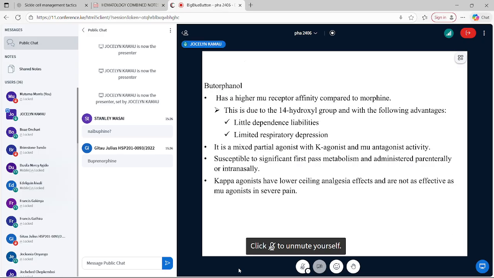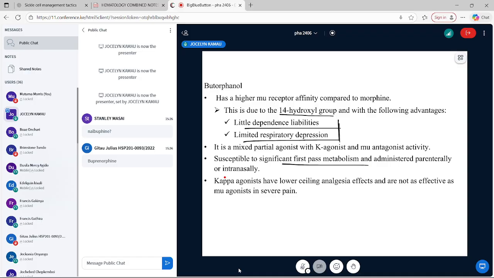Butorphanol has higher mu receptor affinity, again compared to morphine. This is due to the 14-hydroxyl group and the following advantages: neutral dependence liabilities, as we have said, and limited respiratory depression. So it has something very close to what we talked about in buprenorphine. It is a mixed partial agonist with agonist and antagonist activity. We've already mentioned that. It's susceptible to significant first-pass metabolism and is administered parenterally or intranasally. So we don't give it orally because it has very high first-pass metabolism.